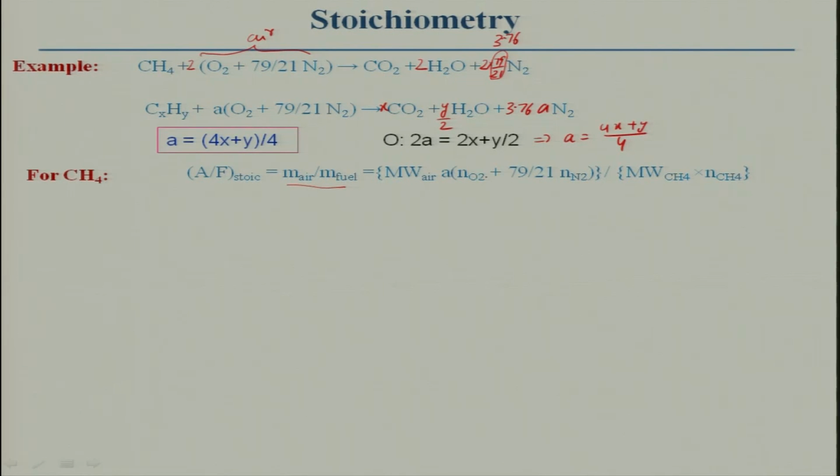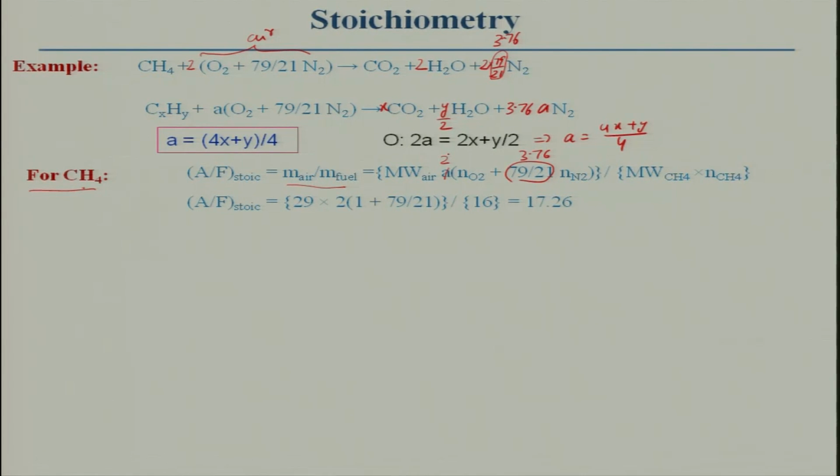Air will be A (O2 plus 79 divided by 21 N2), where 79 divided by 21 is the number of moles of nitrogen, which we know is 3.76, divided by the number of moles of the fuel, methane, into the molecular weight of methane. Now, in this case A will be what? Because we are talking about methane, it will be 2, is it not? A will be 2.